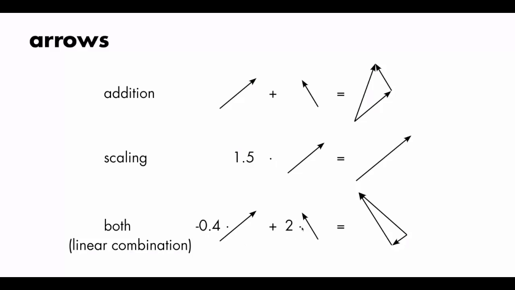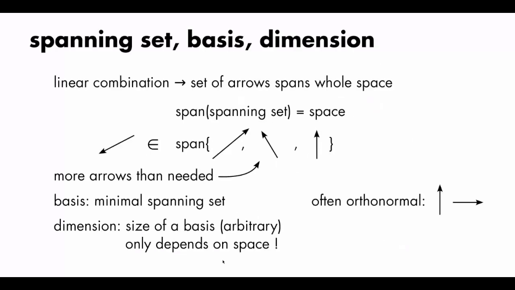And we take this arrow multiplied by 2, and then we add the result. So this is our small scaled arrow, and then we add this one to it, and we connect it, and we get a third arrow. We call this a linear combination. So a linear combination is any combination of addition and scaling of a bunch of arrows, and this defines what we can do with arrows.